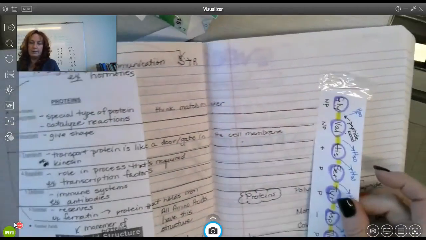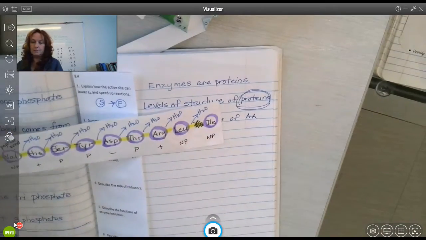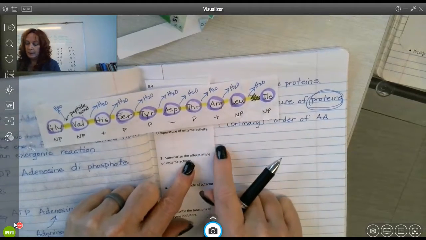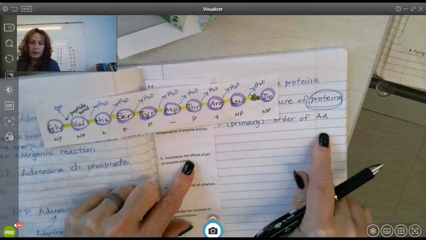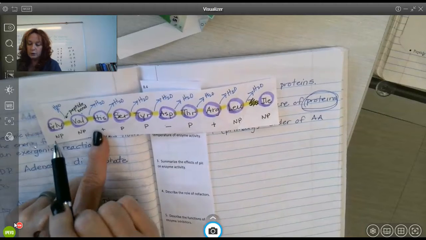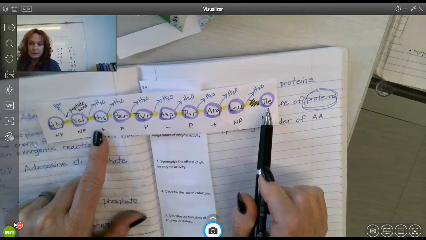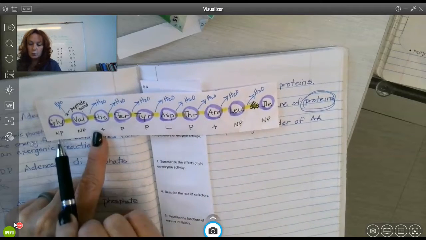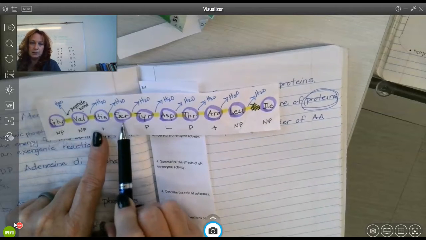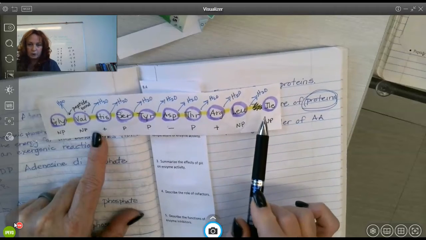I'm just going to put it back in my little section for proteins when I come back, but I'm going to use it here. So I'm going to take this strip and I'm going to remind myself of what these are. So in this particular case, we have 1, 2, 3, 4, 5, 6, 7, 8, 9, 10 amino acids. The primary structure would be that I would read these: glycine, valine, histidine, serine, tyrosine, all of those. That would be my primary structure.